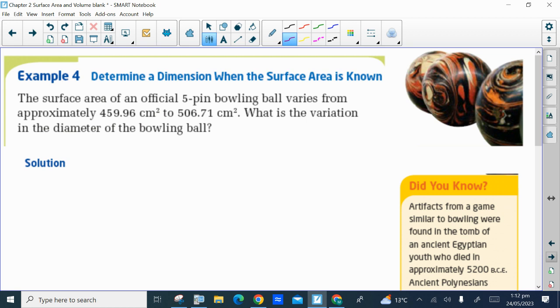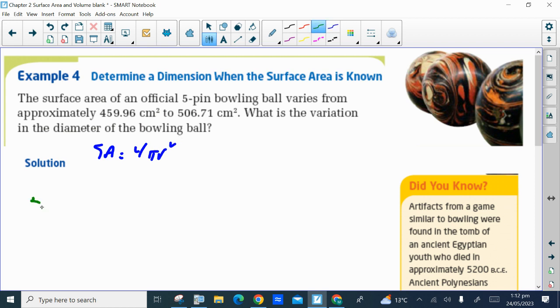This next one, we want to determine a dimension when the surface area is known. We're given that the surface area of official 5-pin bowling balls can vary. It's between 459.96 centimeters squared up to 506.71 centimeters squared. What is the variation in the diameter? The formula for surface area of a sphere again is 4 pi r squared. So that's what we're going to use.